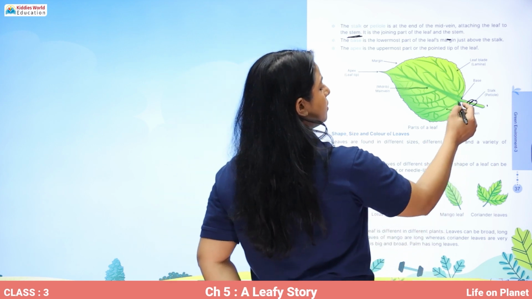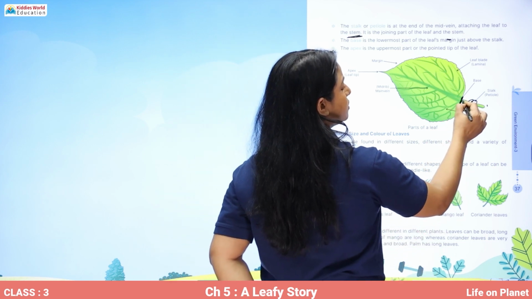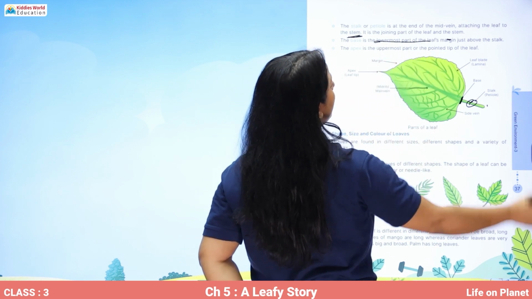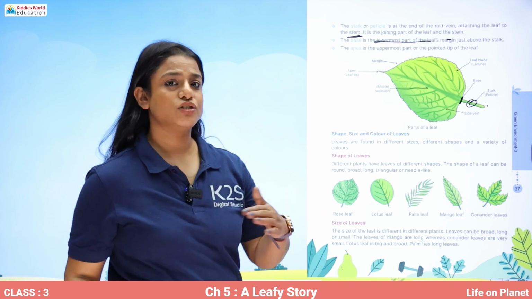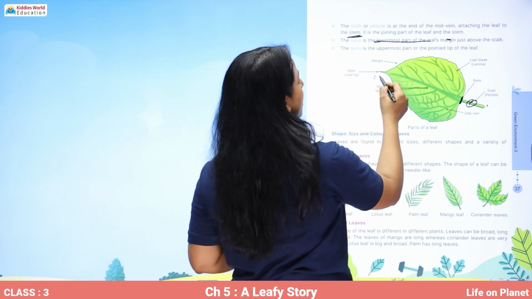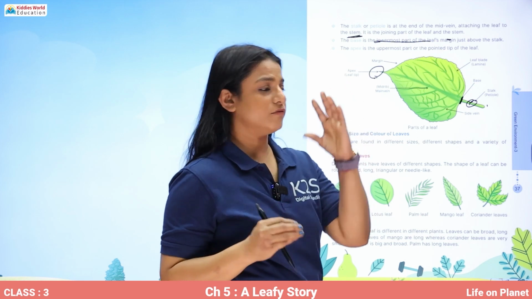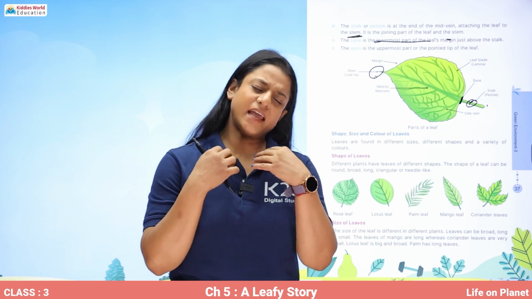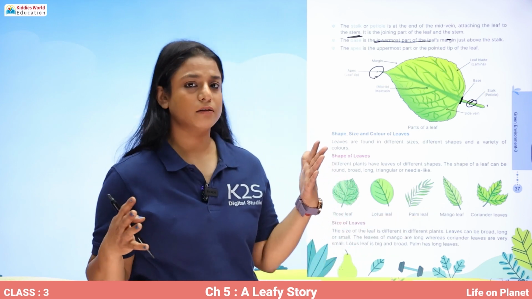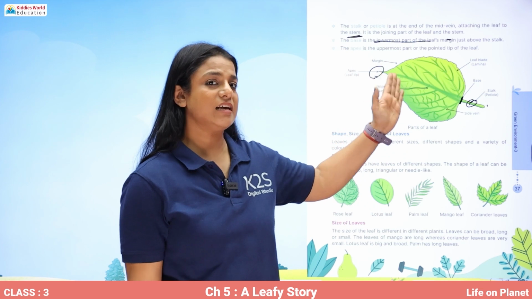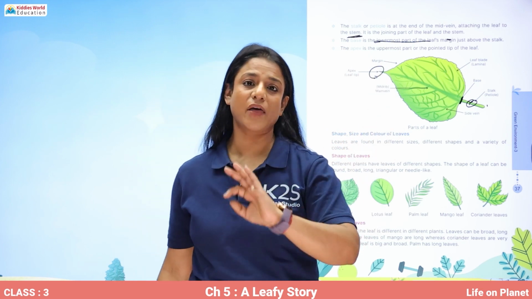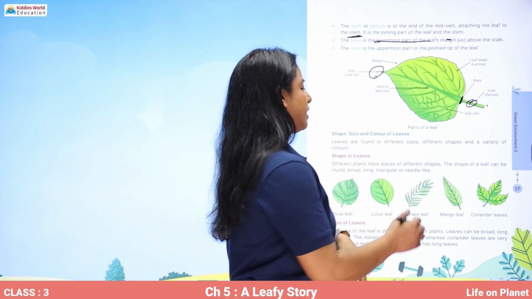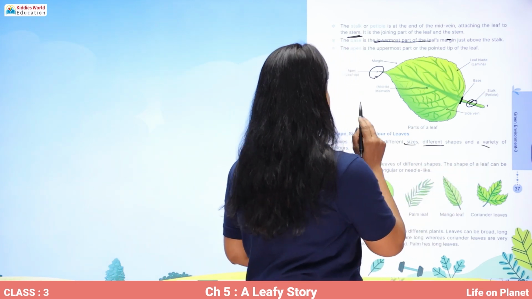Now this part is called the base of the leaf, and that's the lowermost part of the leaf's margin just above the stalk, and the apex is the uppermost part or the pointed tip of the leaf. So these are the main parts of every type of leaf. Every type of leaf has these main parts, although the shape, size and color of the leaves may differ. So they are found in different sizes, shapes and a variety of colors.